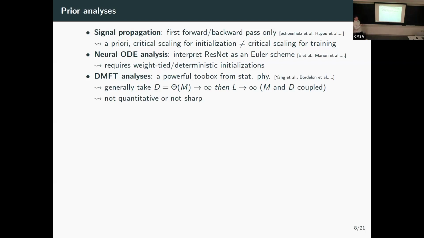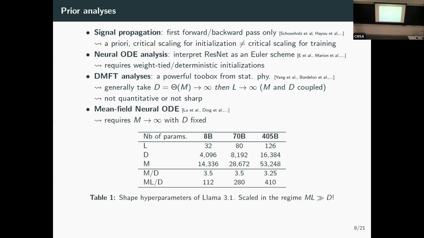But in the previous literature, something which has, to my knowledge, not been studied is decoupling D and M. Generally, we see that D scales as Θ(M). For our analysis, it will be important to separate these two quantities because, in fact, we'll see that M is more naturally coupled with L, the depth. That's what I will argue for. And our focus is on quantitative and sharp bounds of convergence to the limit, because in the end, we'll want to have the optimal size.